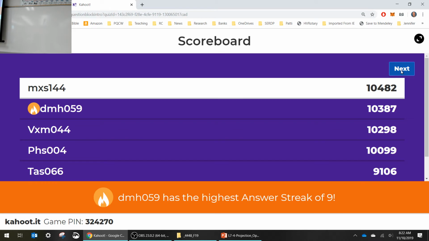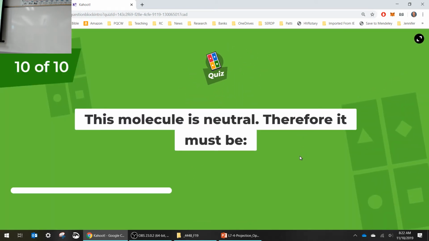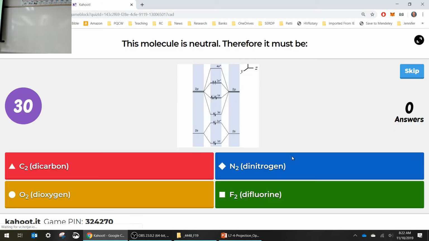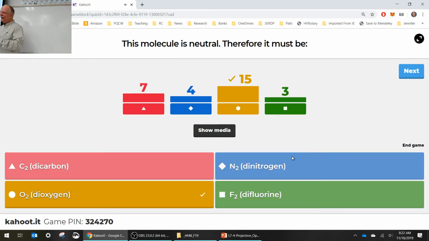And then finally, this molecule is neutral, therefore it must be, dun dun dun. I had to tell you how to tie the electrons to the identity of the molecule. So 2, 4, 6, 8, 10, 11, 12. Quick math. All right, well, the majority got it.